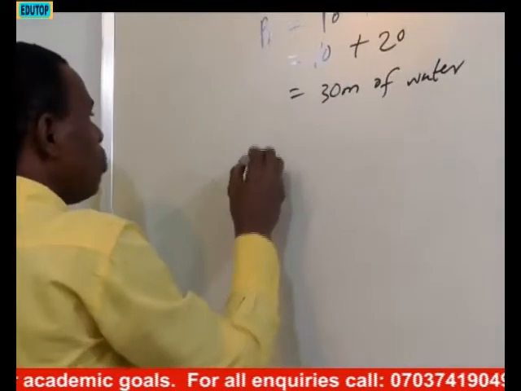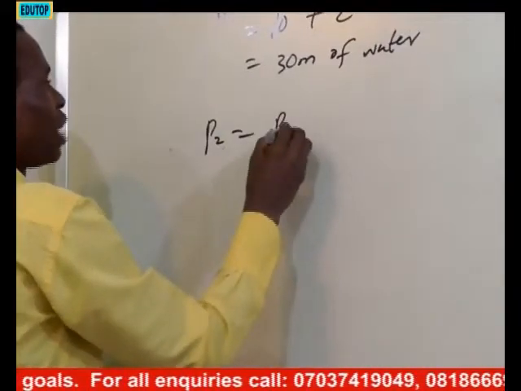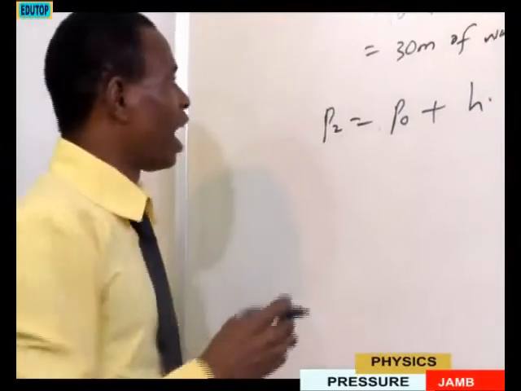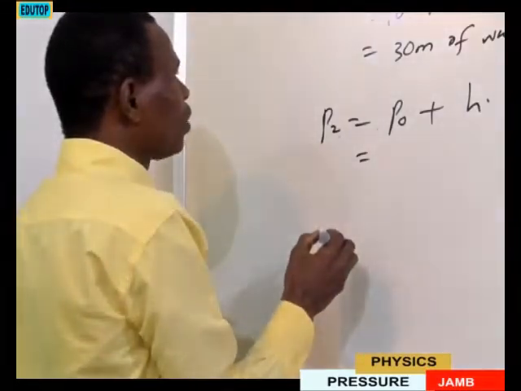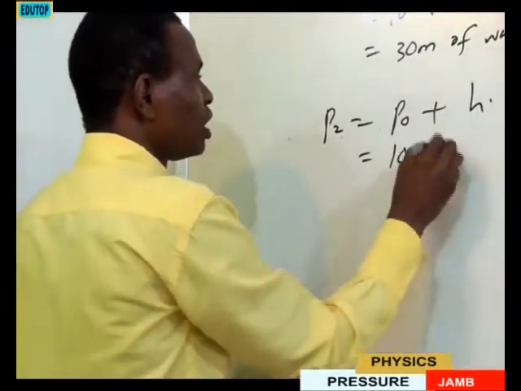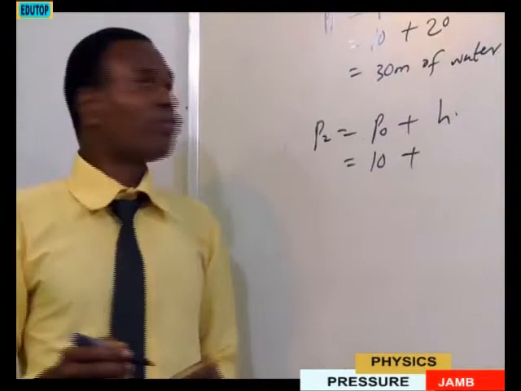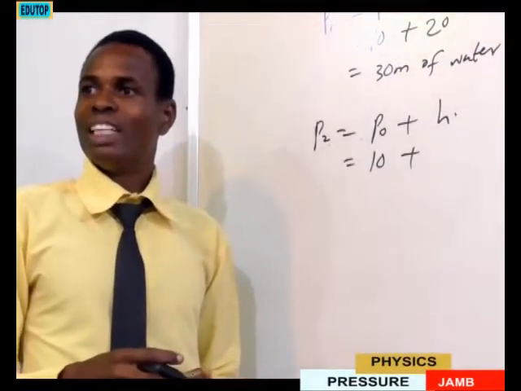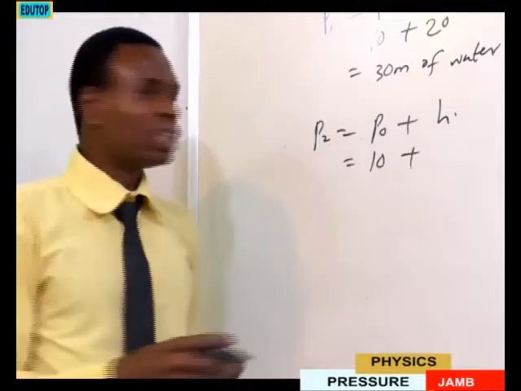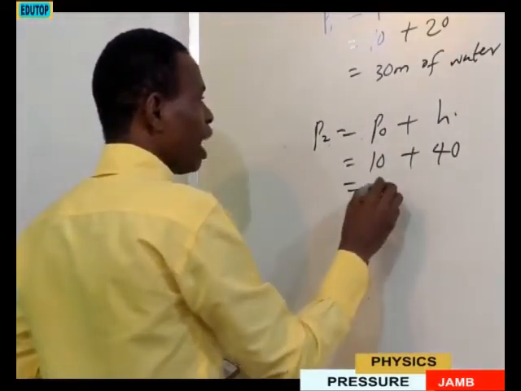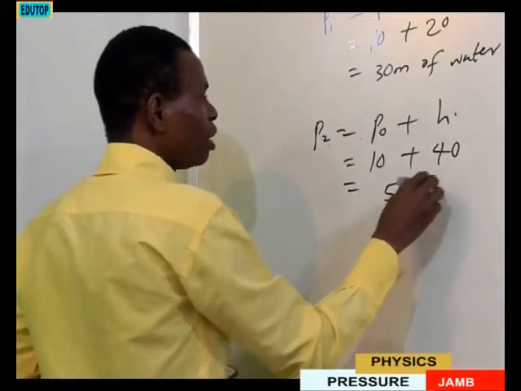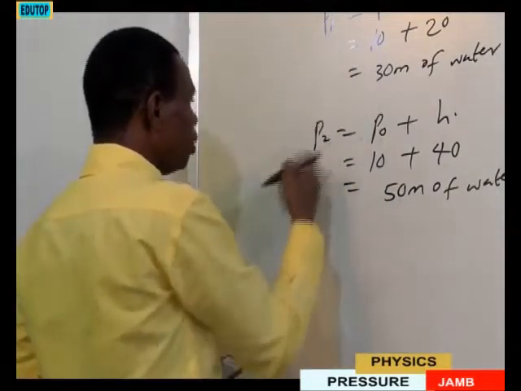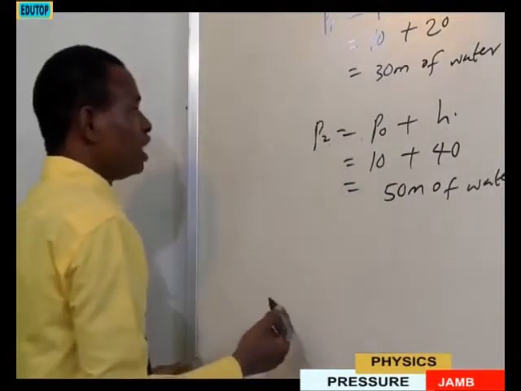That's for P1. For P2, we are still going to have atmospheric pressure plus the height. And our atmospheric pressure still remains the same, which is 10 plus, then for P2, that one is for the diver H, which is 40 meters. Then we are going to have altogether 50 meters of water. If P1 is this, P2 is this, then the whole thing is simple.